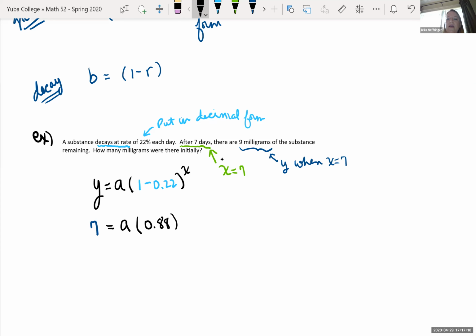Oops. And I'm sorry, it was 9 milligrams. Y is equal to 9, not 7. So this should have been 9 equals A times 0.88, raised to the X, and X in our case is the 7.